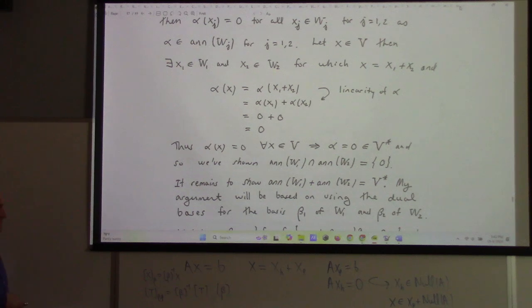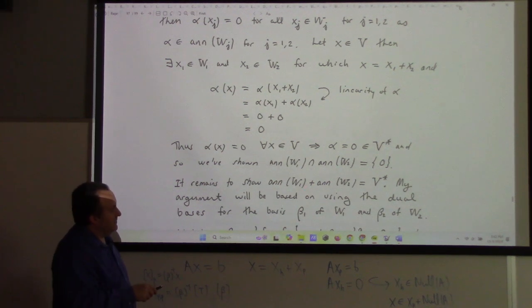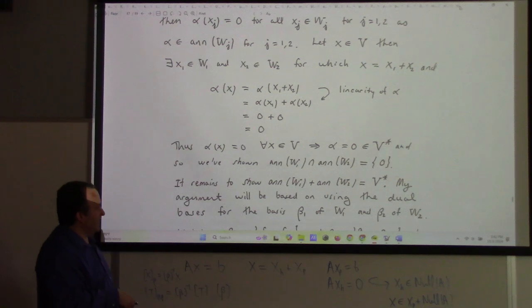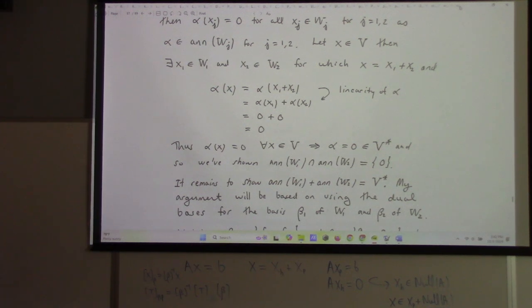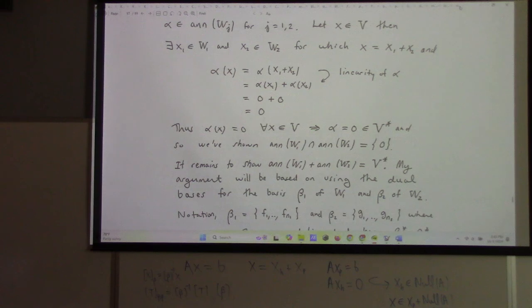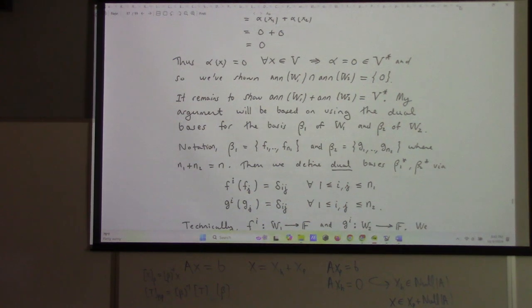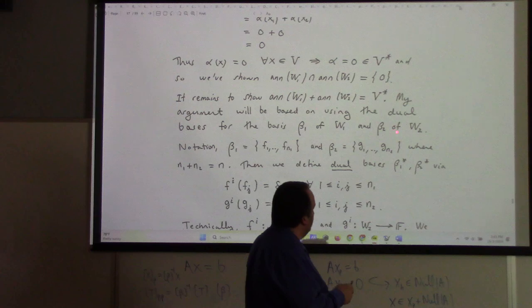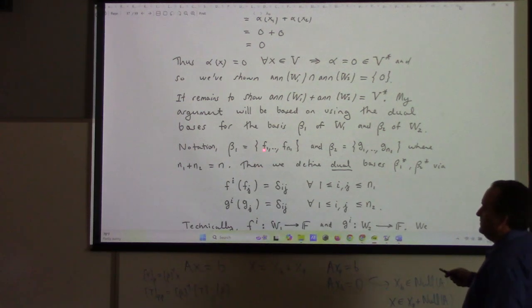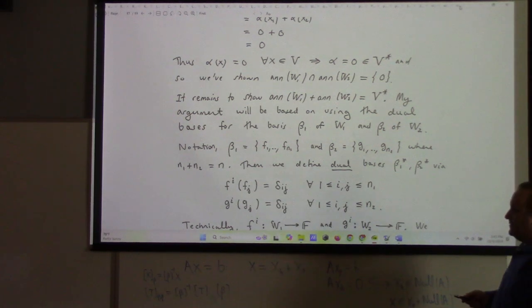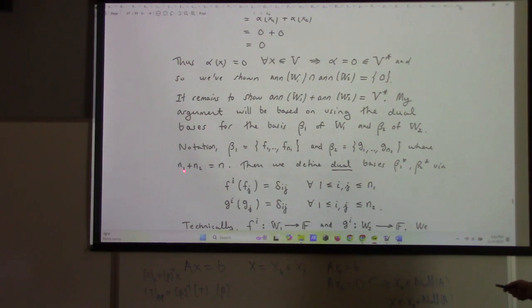It still remains to show that the sum of the annihilators is V dual. I had to use a basis argument here. If you found an argument without basis, then great, but I don't know it. I don't think I've seen an argument without basis from any of you. Anyway, if I have basis beta 1 for W1 and basis beta 2 for W2, of course N1 plus N2 has to be N, dimension W1 plus dimension W2 is N.